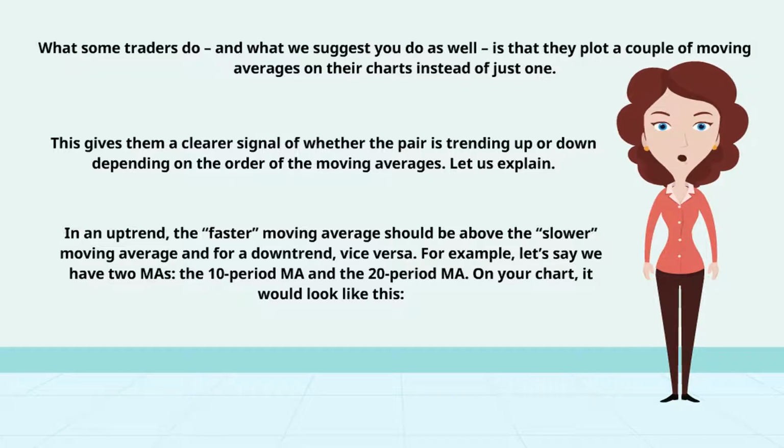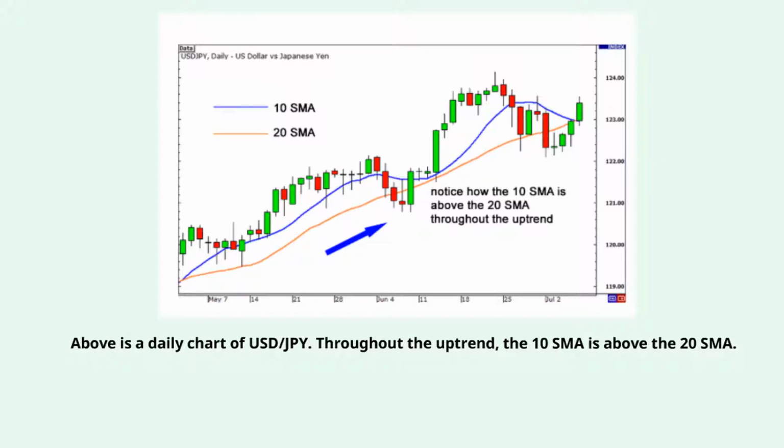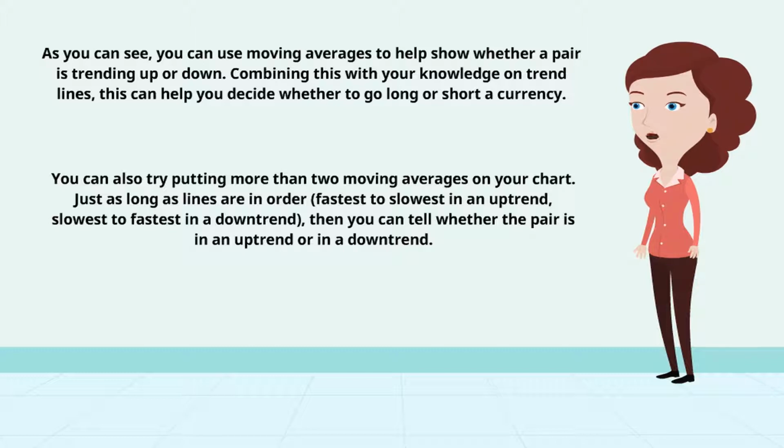In an uptrend, the faster moving average should be above the slower moving average, and for a downtrend, vice versa. For example, let's say we have two MAs, the 10-period MA and the 20-period MA. On your chart, it would look like this. Above is a daily chart of USDJPY. Throughout the uptrend, the 10 SMA is above the 20 SMA. As you can see, you can use moving averages to help show whether a pair is trending up or down.